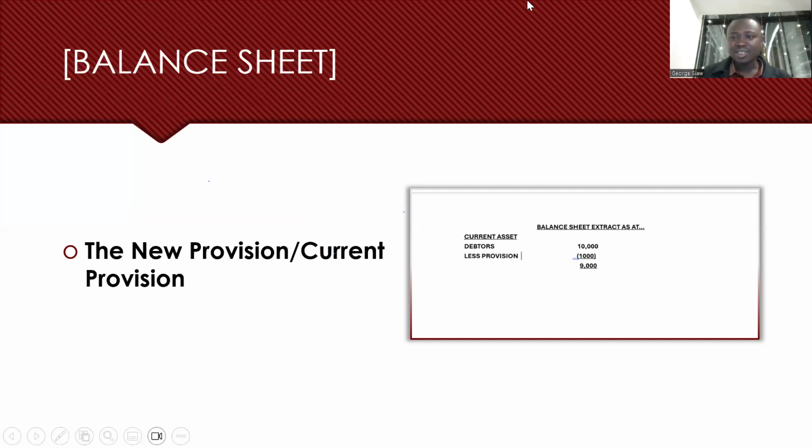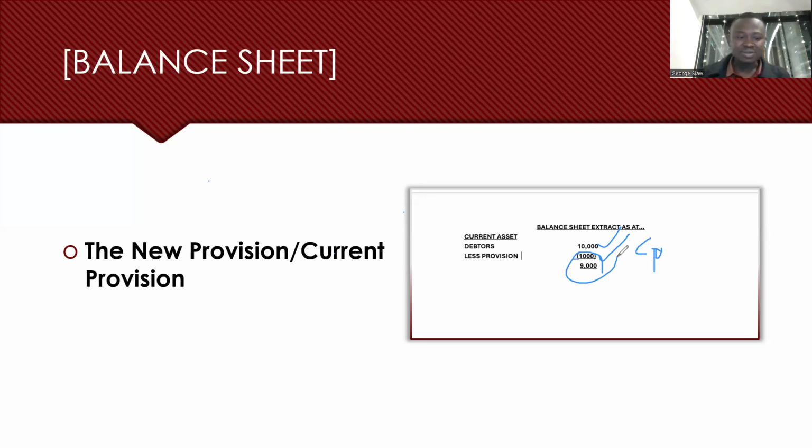Okay, good. So this is my debtors figure. The debtors figure is 10,000. I made a provision for this year, and I said it is the current provision. Okay, so let me make it CP. That's my current provision. The previous provision was 500, then the current provision is 1,000. So the current provision will reduce the debtors figure, and then we have an amount of 9,000 being, let's say, the net debtors figure.